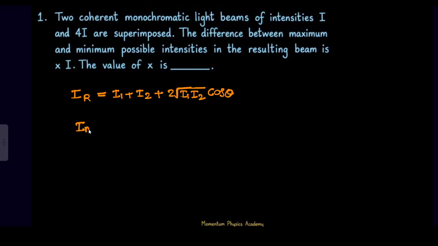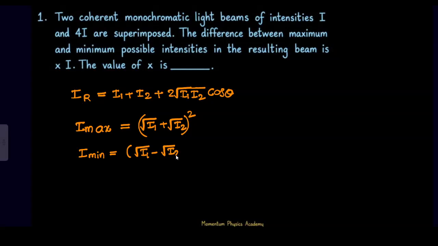So you tell me now, how much is the maximum intensity? It is root I1 plus root I2 whole square. And what about the minimum intensity? Root I1 minus root I2 whole square. Substitute the values now: I1 is given, I2 is given as 4I.